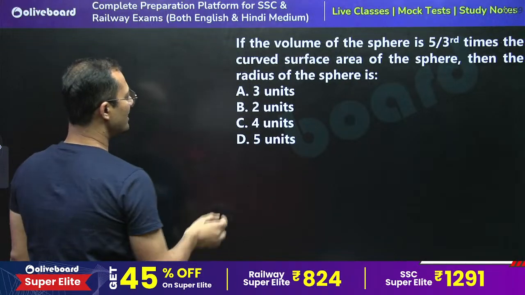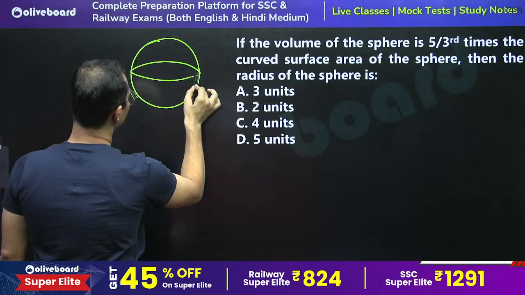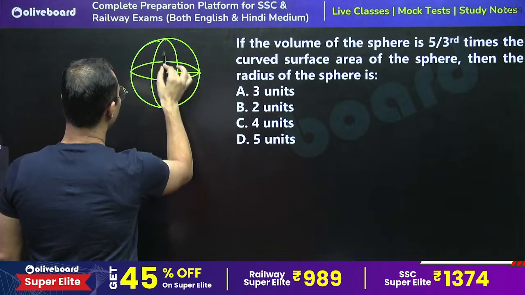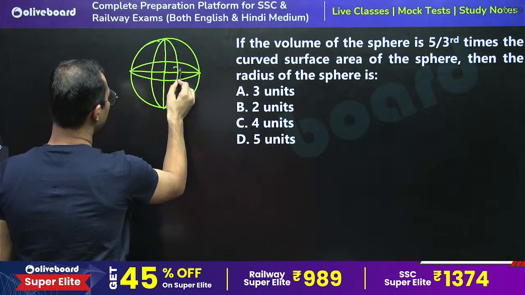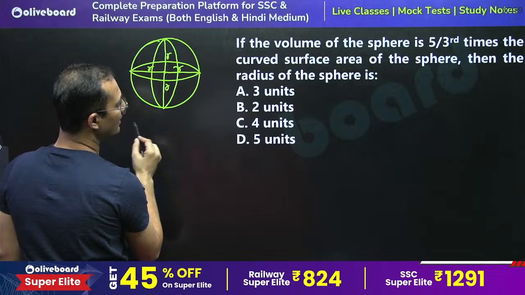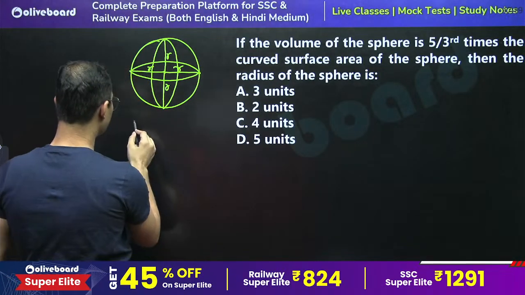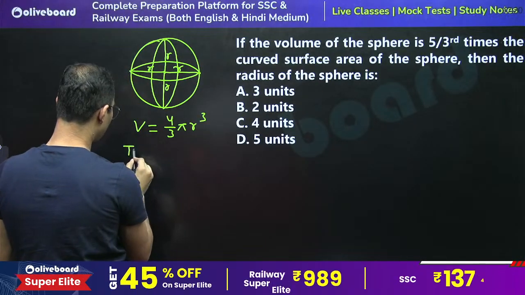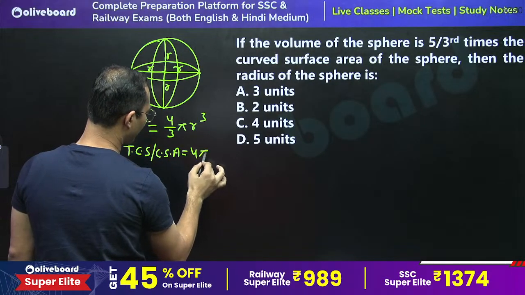See, what is a sphere? A sphere is a figure like a football, a ball, or we can say any ball, right? So this is the figure of a sphere, and all dimensions are the radius. We know that the volume is 4 by 3 pi r cube, and the total surface area and curved surface area are both the same in a sphere, that is 4 pi r square, right?